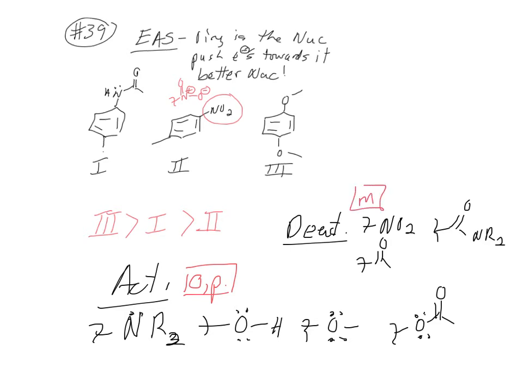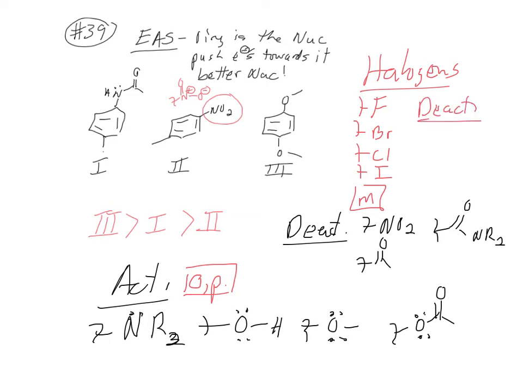Meta. And then finally, the confusing ones that are deactivators but direct ortho-para are the halogens. I would just give them their own class: fluorine, bromine, chlorine, and iodine. They all have lone pairs that can donate electrons, but they're still pulling electrons away inductively, so they're still considered deactivators. But because they donate lone pairs, they direct ortho and para. So halogens are in their own class.